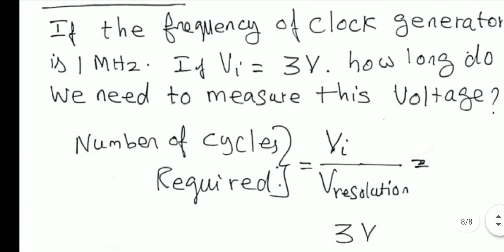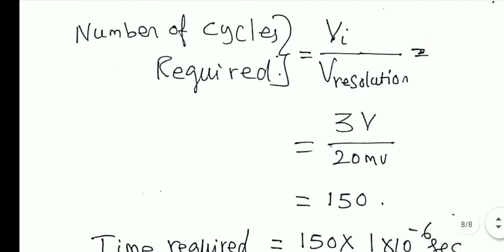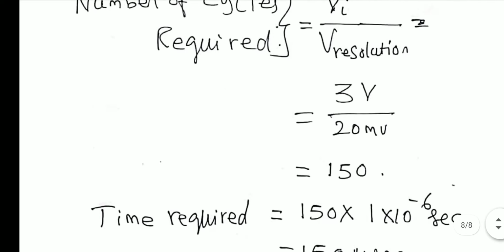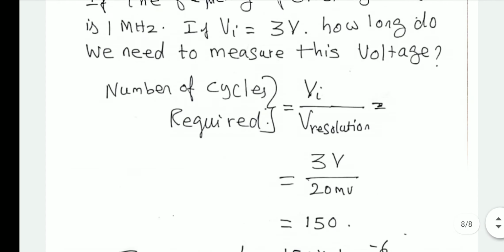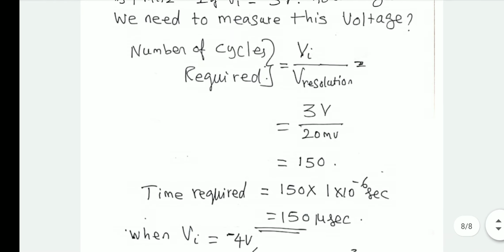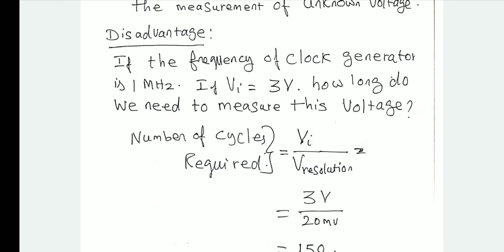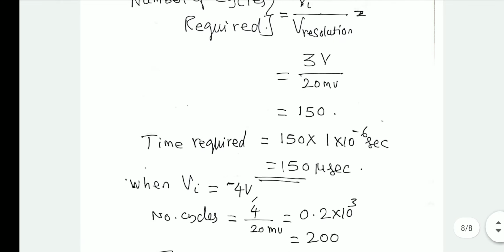So our input voltage is 3 volt in this example. So the resolution is 20 millivolt. Then the number of cycles will be 3 volt divided by 20 millivolt, 150 cycles required. Okay. See, to measure the unknown voltage 3 volt, you need 150 clock cycles to be counted by the counter, and the count value should be 150. Okay. So the time required, when you use the 1 megahertz clock frequency, the time period is 1 microsecond. Then 150 microsecond is the time required to convert this 3 volt.